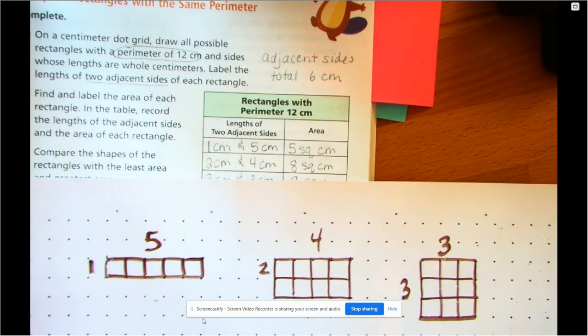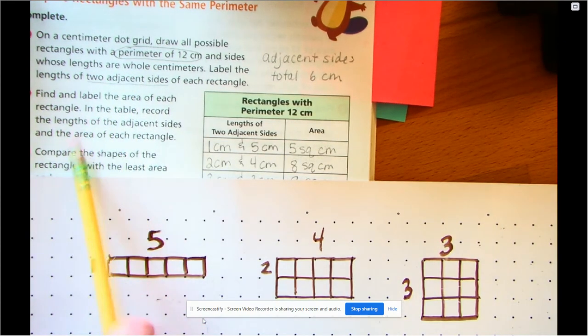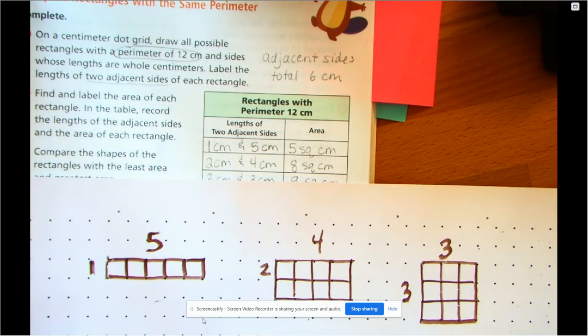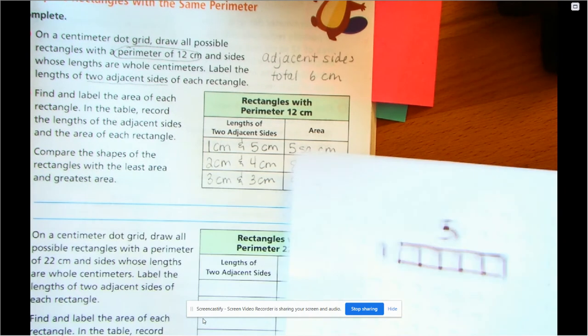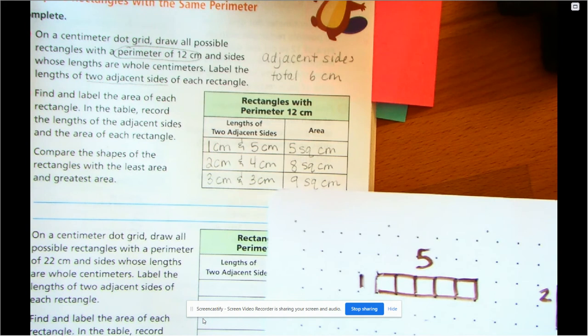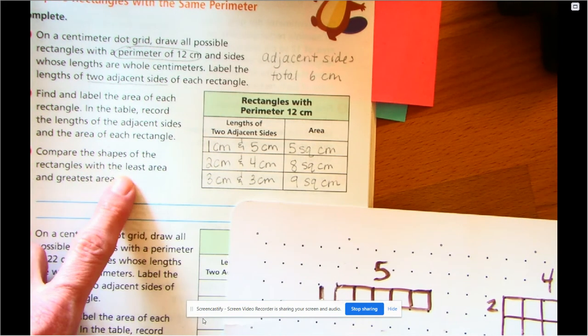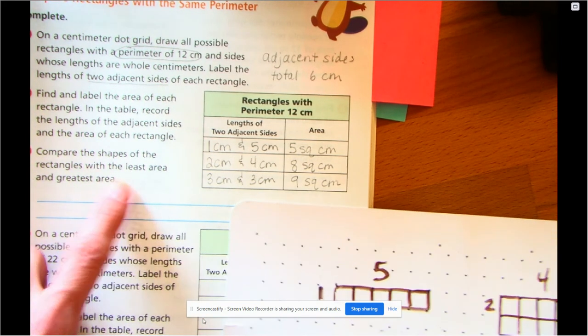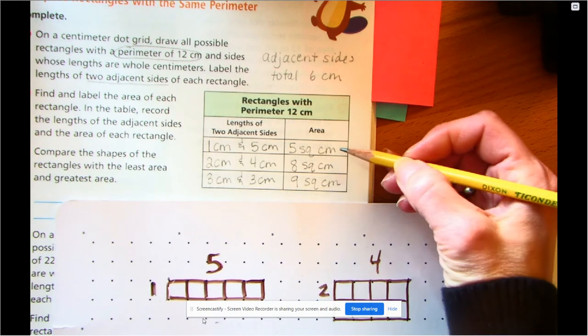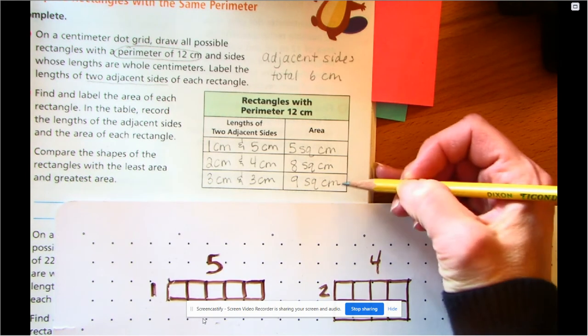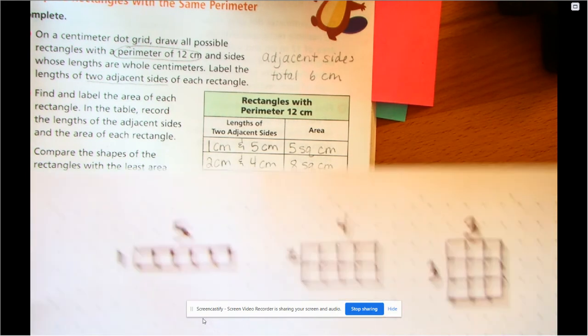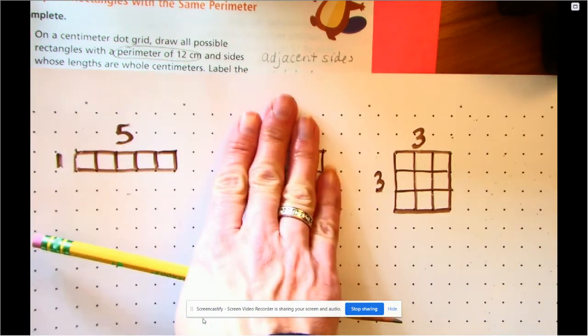So we've done number 1 and 2. Now let's look at number 3. We're going to compare the shapes. It says compare the shapes with the least area and the greatest area. So here's the least area, 5, and the greatest area of 9. So let's compare those two. We're not going to worry about this one in the middle.